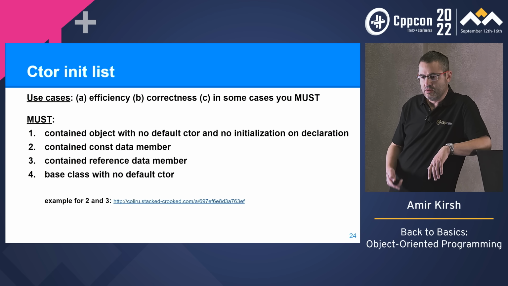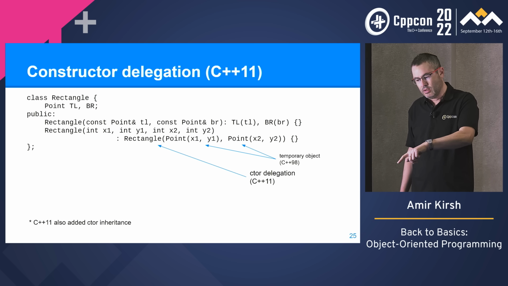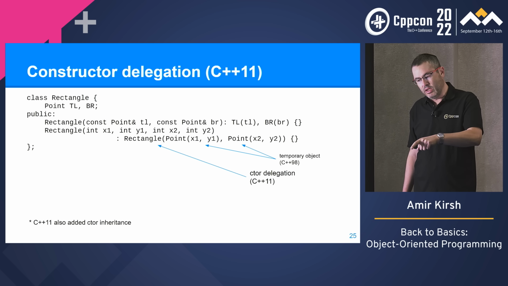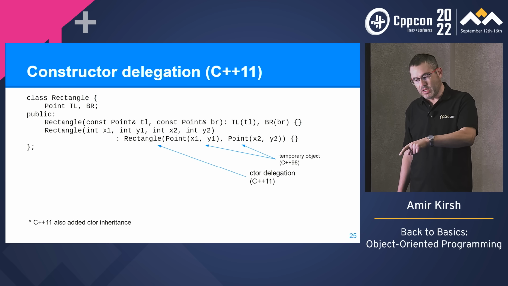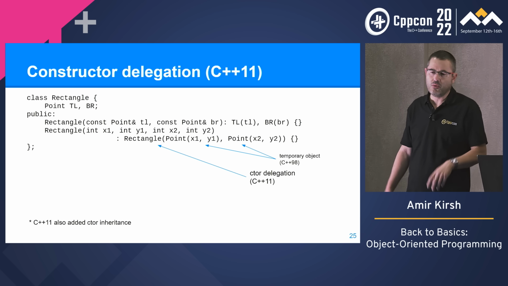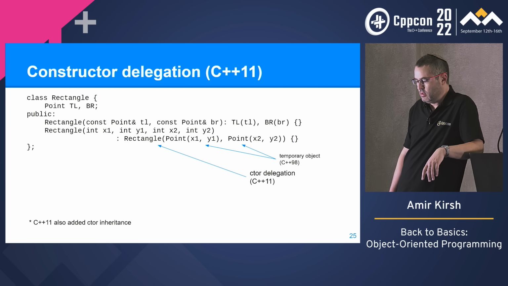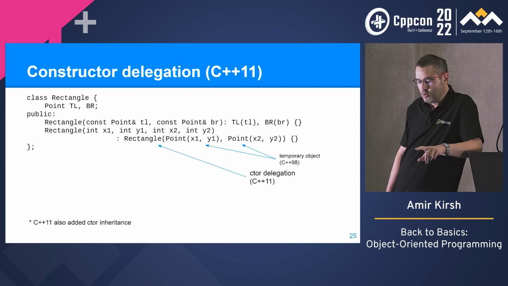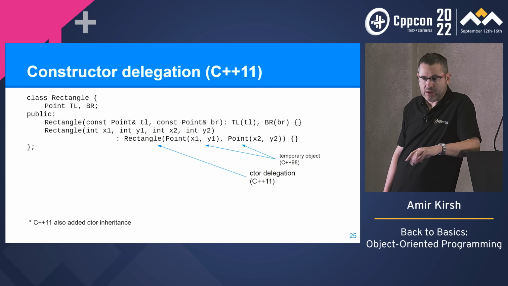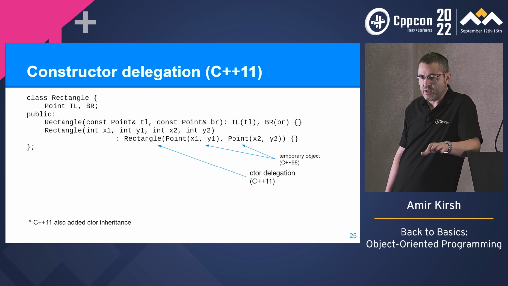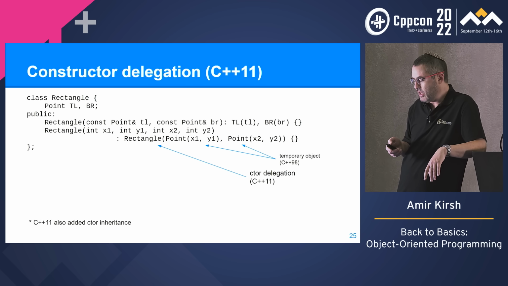In C++11, you can also do constructor delegation, so you can call another constructor. Like in the second one, I'm calling the first one. So in the constructor initialization list, I'm calling the first constructor rectangle with, in this case, two temporary objects. Well, temporary object is not new. It's out there from C++98. I'm not showing in this deck of slides another thing that was added in C++11, which is constructor inheritance. But you can look it up. Constructor inheritance allows me to inherit a constructor from a base class. Anyhow, this was constructor delegation.